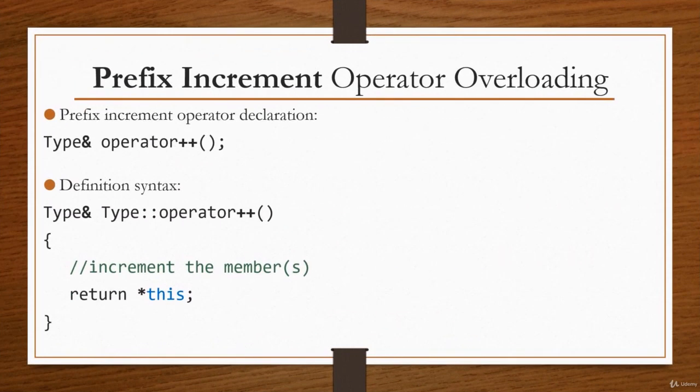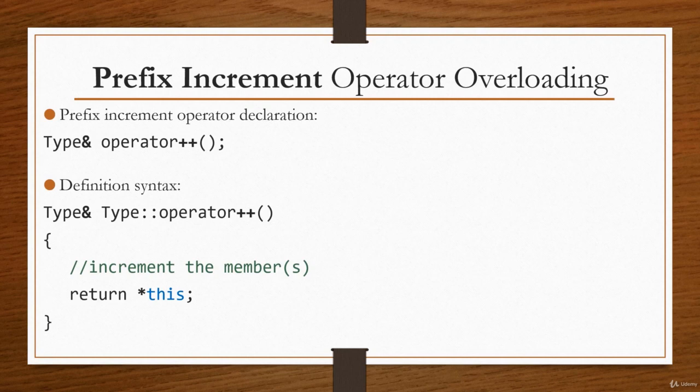Okay, we'll start with the prefix increment operator. In the first point we have the operator declaration. That's going to return the user-defined type, but it's going to return a reference. I'll talk more about that shortly. And then we have again the operator keyword, and then plus plus and the parentheses.